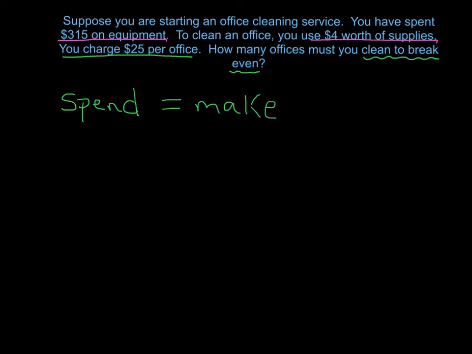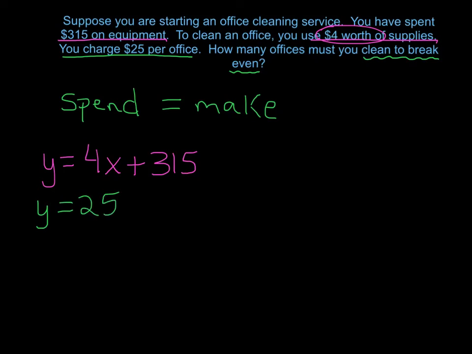So we're going to write two different equations, one that represents all the money that you spend, and a second equation, all the money that you make. So the money that you spend, y equals, you have to spend $4 per office that you clean, so 4x, plus you had to spend that original $315. And then we need to write an equation for how much money you make. You're charging $25 per office. So y equals 25x. So there are the two equations.